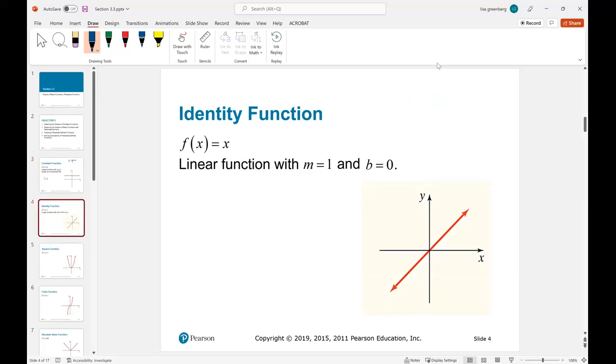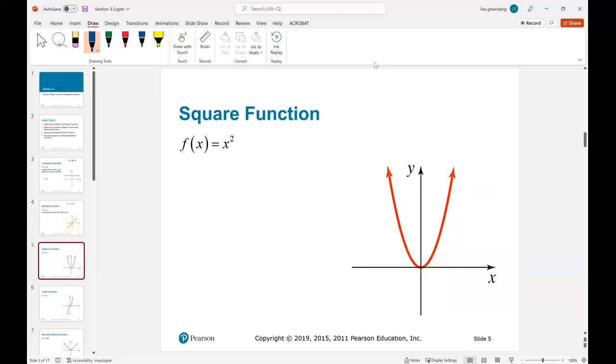Then we have what we call the identity function. It has a slope of 1, and it has a y-intercept of 0. So remember, y equals mx plus b. For a line that is y equals x, this is basically f of x equals x, we have a slope of 1, and there is no y-intercept because it's 0, it goes through the origin. So this is a linear function.